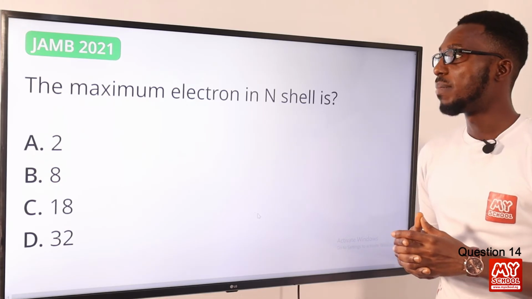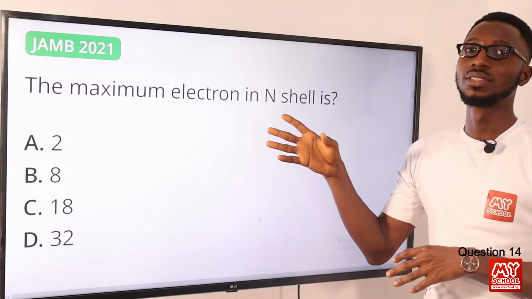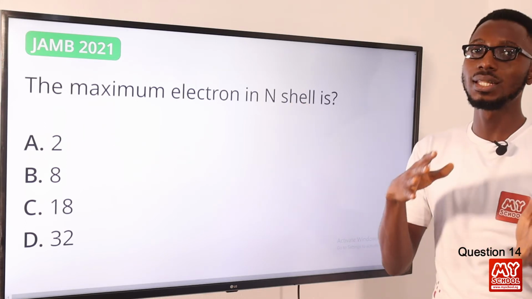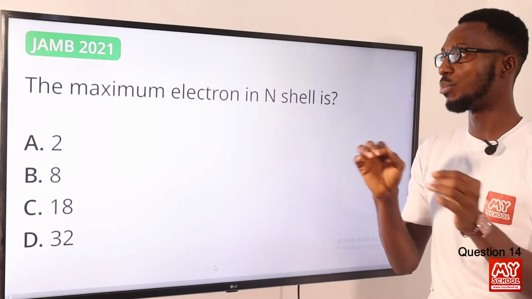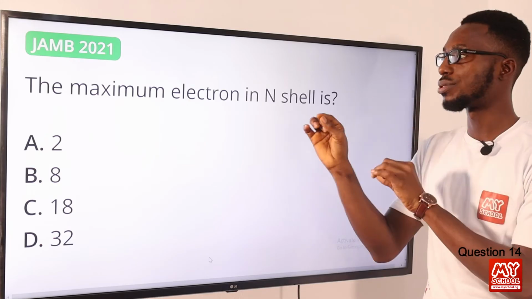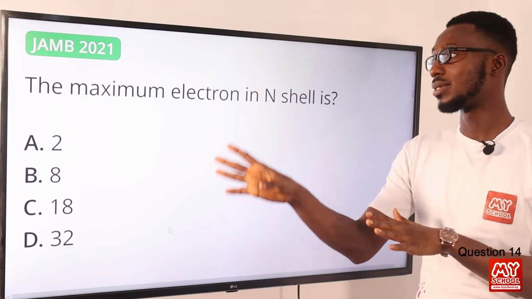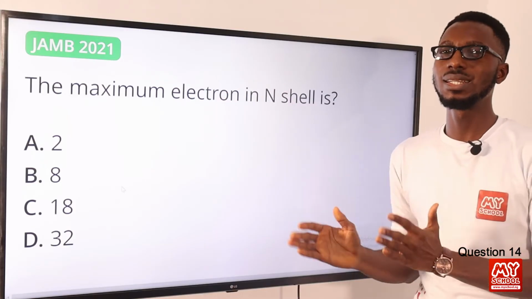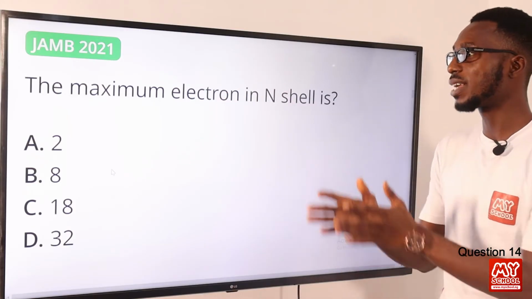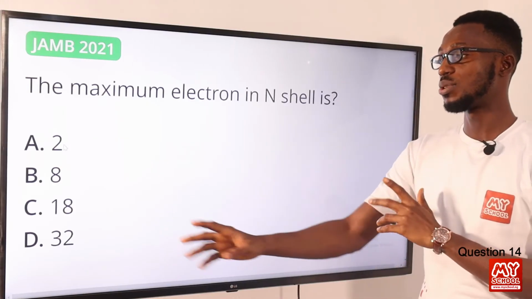14. The maximum number of electrons in the N shell is what? This is the fourth shell. We have the K, the L, the M, and the N, so that's number 4. You can just use the simple formula 2n squared, where n is the number of the shell. That is 4 squared, which is 16, then times 2, that is 32. So the maximum number of electrons in the N shell is 32, option D. So option D is the correct option.